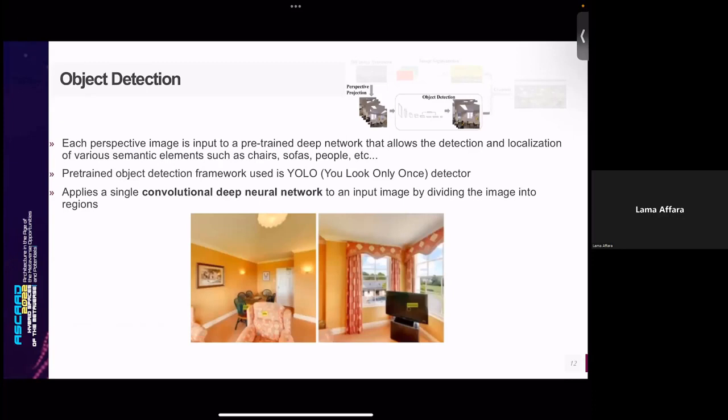Now for the object detection module, once we have perspective projected the images, we have a couple of images that we want to detect the objects on. Each perspective image is input into a pre-trained deep network. The deep network that we use is the YOLO network. It's the current state-of-the-art network for object detection. Basically, this network applies a single convolutional deep neural network, a CNN, to an input image by dividing the image into different regions. The output of this module will give us some interesting objects inside the scene or inside the projected images of the scene. For example, here you can see a perspective image from a panoramic image, and we detected the chair, for example, and the sofa, and from another angle the TV monitor. So for the same panoramic image, in each angle you will find different objects that are related to the virtual environment. So this is the object detection module.